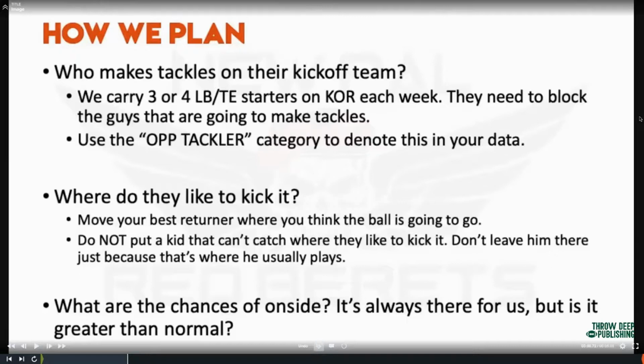Number 3, what are the chances of onside? You know what your chances are. My chances are astronomically high. But I'm still looking to see week to week if that's higher than it usually is. I'm always prepared for it. But are we going against a team that onsides half the time or 20% of the time? Are we going against a team that last year onsided against us 4 times or 0 times? That's all the stuff I'm looking for.